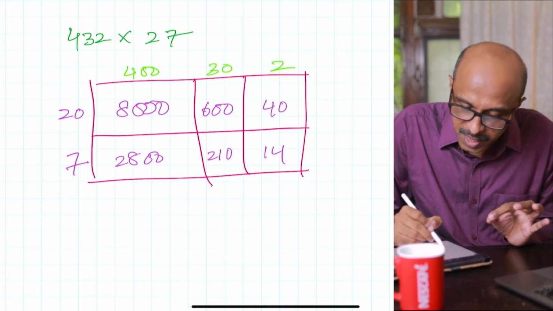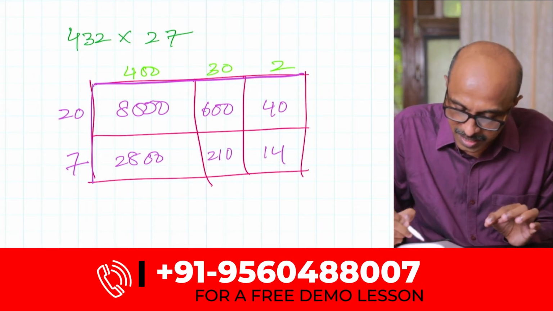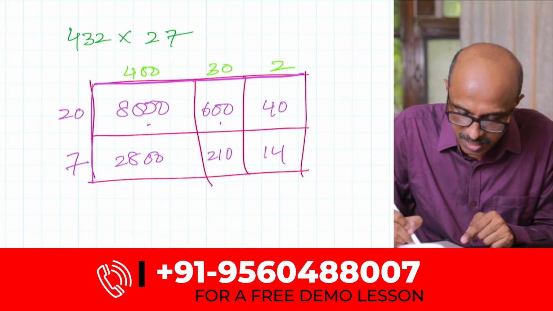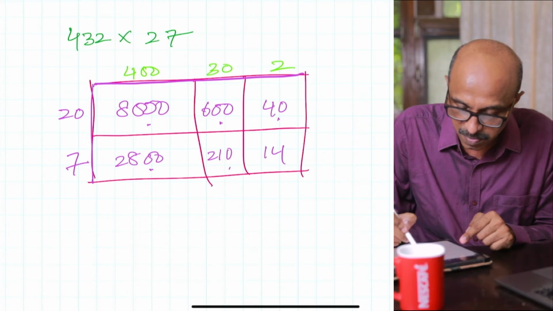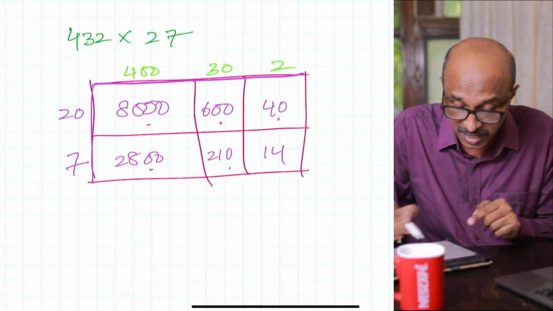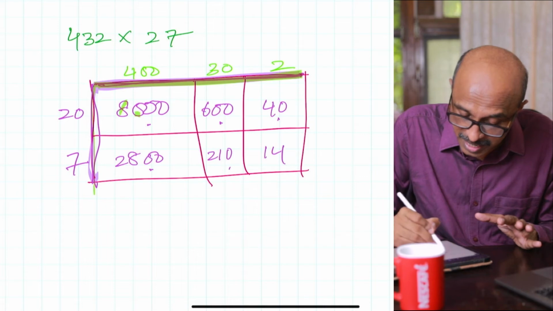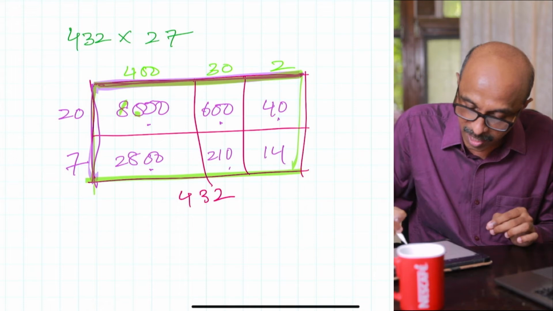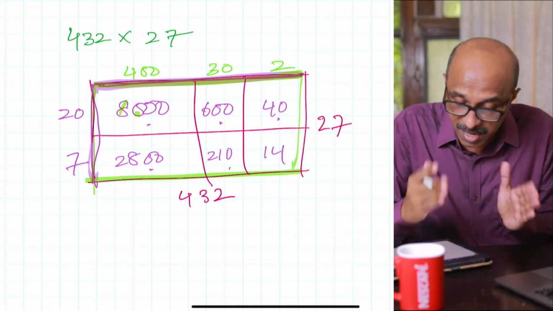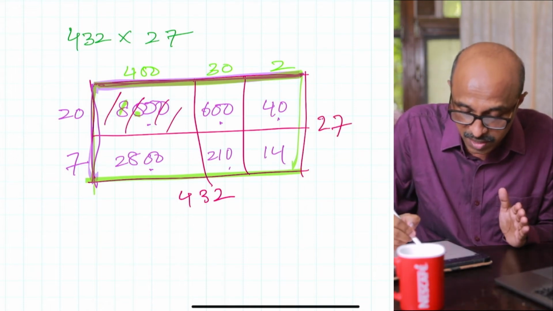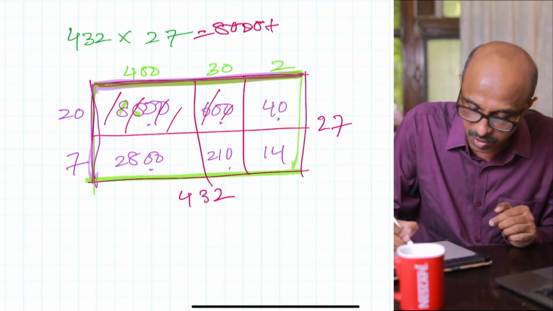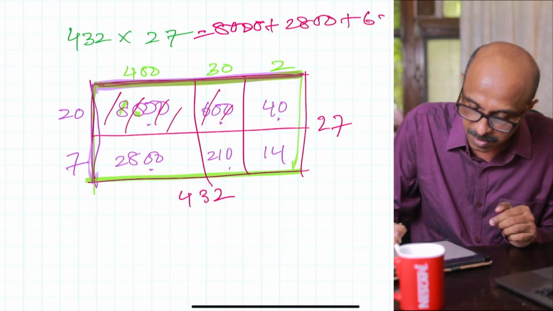Now that means that if this method is a legitimate, valid method, then the multiplication of 432 times 27 should just be the sum of all these individual numbers: 8,000 plus 600 plus 40 plus 2,800 plus 210 plus 14. It's as good as saying the area of this entire rectangular piece, whose length is 432 and whose width is 27, is the same as the sum of the individual areas of these small chopped up rectangles.